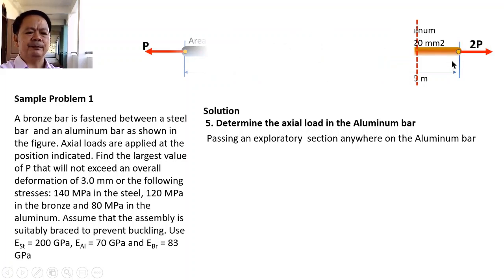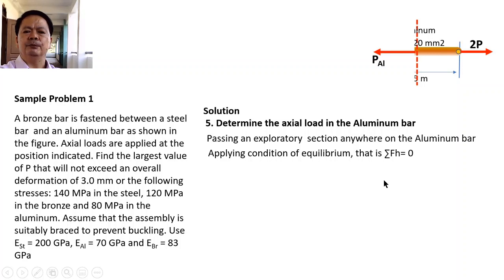Therefore, isolating the right part of the exploratory section, we will expect that this section will be subjected to an internal force that would balance the effect of the external force, and we shall be calling that the P of the aluminum. And we will expect that P of the aluminum will be directed away from the section to balance the external force 2P here. So if we apply the condition of equilibrium, that is summation of force horizontal equal to 0, we can solve for P_AL equal to 2P, and that is also subjected to tension. Meaning, aluminum will also be elongated, as it would be subjected to this kind of loading.